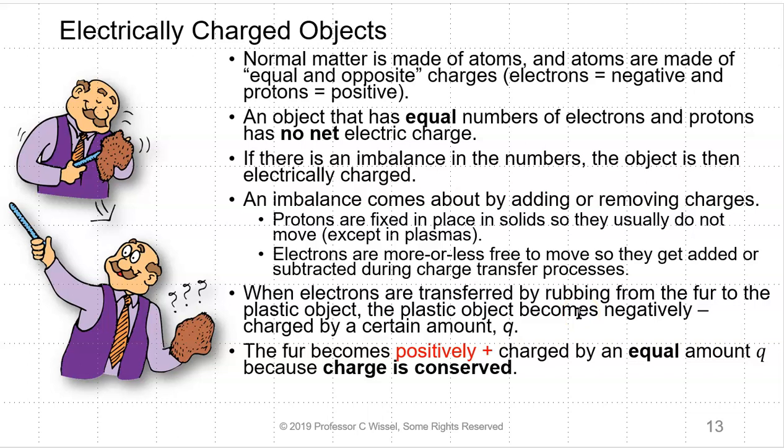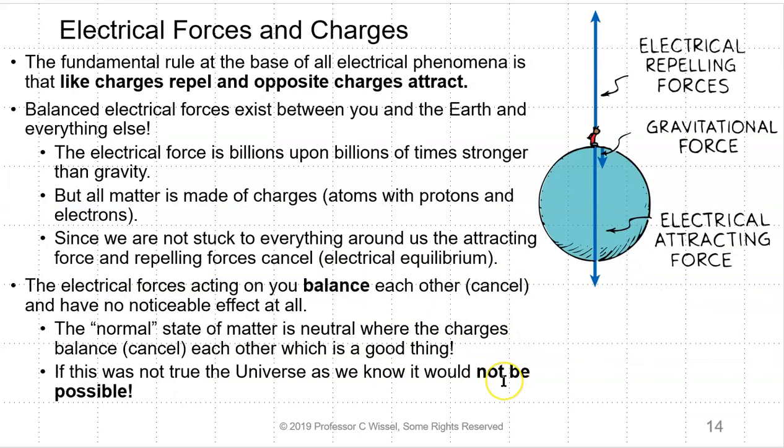When electrons are transferred by rubbing from the fur to the plastic, the object becomes negatively charged by a certain amount Q. The fur will become positively charged by an equal amount Q because charge is conserved. Now, we talked about this before. The fundamental rule at the base of all electrical phenomena is that like charges repel and opposite charges attract.